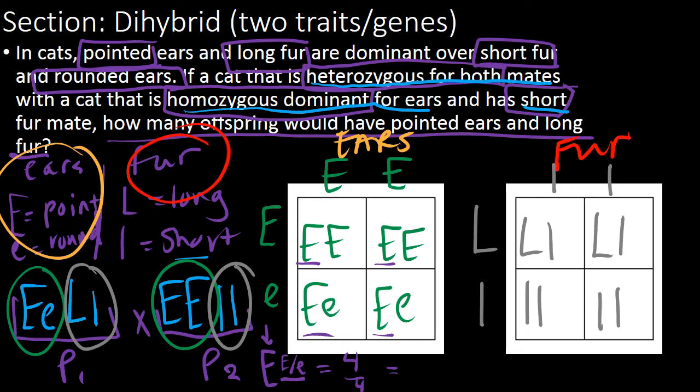My second Punnett square, how many of them would have long fur? Long fur, capital L, don't care what the second L is. It could be a capital, it could be a lowercase. As long as I have that first capital L, it'll be long, because long is dominant. 1, 2. 2 over 4. So what I'm going to do now is multiply these two numbers together. So 4 times 4 in the denominator gives me 16. 4 times 2 gives me 8. Simplify this down. That's going to equal 50% of the children would have long fur and pointed ears.